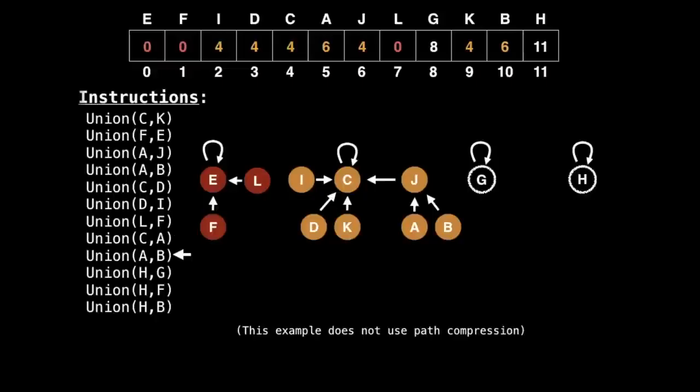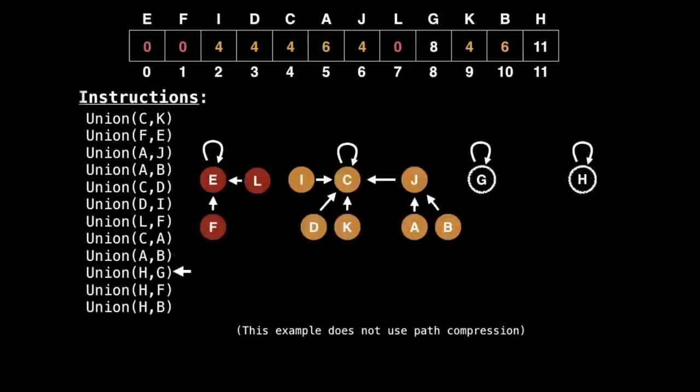So I want to unify A and B. If I go up and follow the parent nodes until I reach a root node, A's parent is J, J's parent is C. So I know that A belongs to the orange group, and if I do a similar thing with B, I also discover that B's parent is also C, which is the orange group. So I don't need to unify them, they're already unified together.